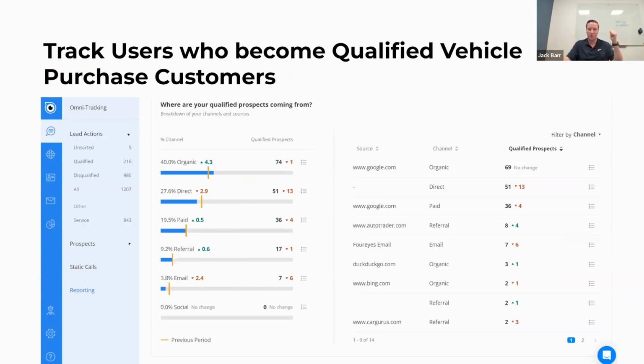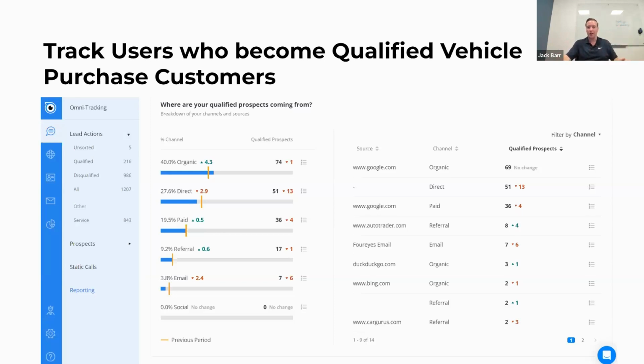Did that customer come through a paid campaign? Did they come through organically? Did they come through maybe directly? I know that they filled out a form on my website, but what was the true source? And so with this tracking script, you're able to see what brought them to your website.